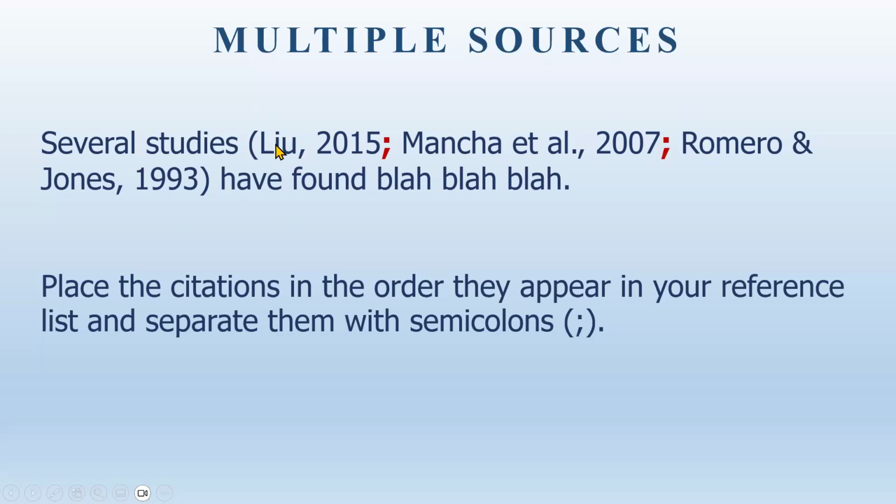And it's also important how you order them. They are going to be in the same order that they would appear in your reference list at the end of your paper, which is to say alphabetical order. So here I have Liu, Mancha, and Romero, okay, L-M-R, good alphabetical order. Notice that the years don't count for anything in this. Also, I have my co-author with Romero, whose name is Jones. Jones doesn't count for the alphabetization here at all. It's only Romero's name that counts.